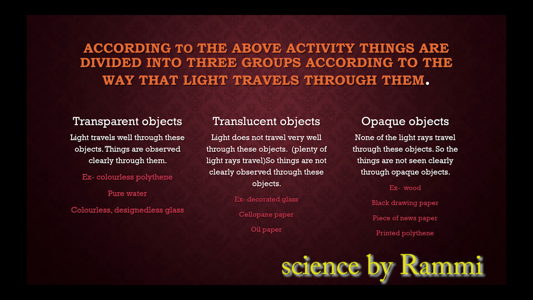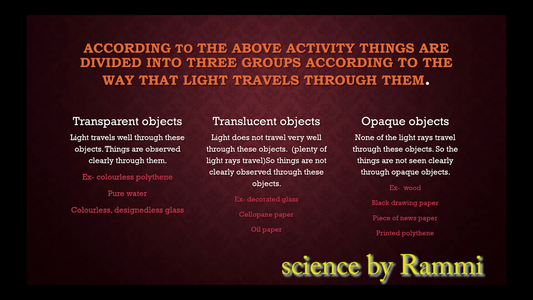Through some other objects, light doesn't travel very well. Only some amount of light rays go through these objects. We call these objects translucent objects. Decorated glass, oil papers, cellophane papers are some examples of translucent objects.